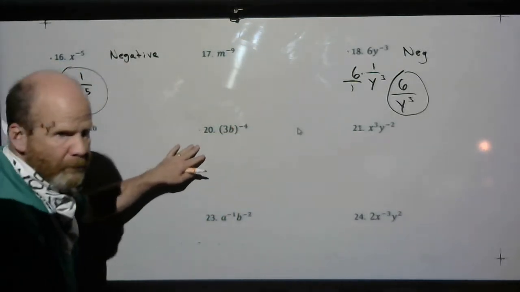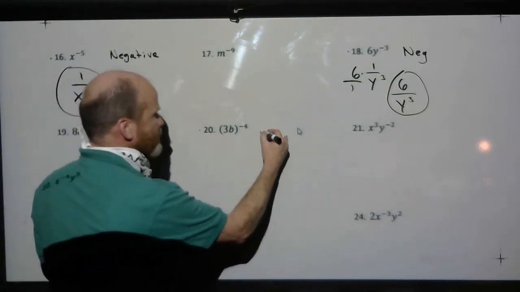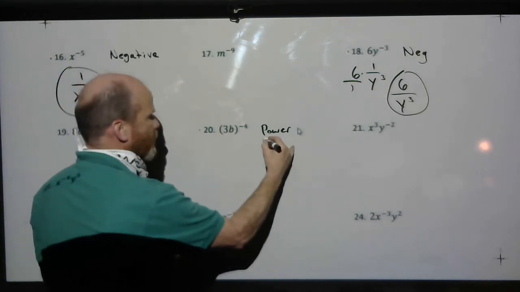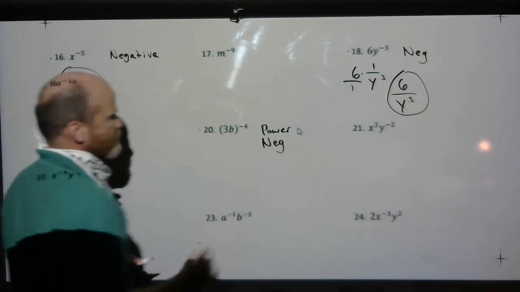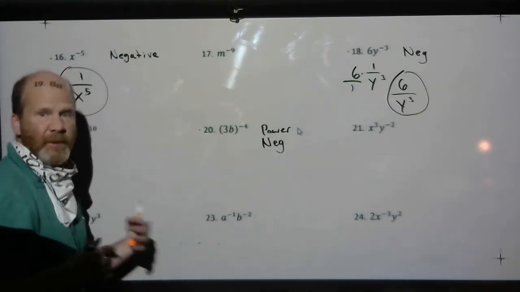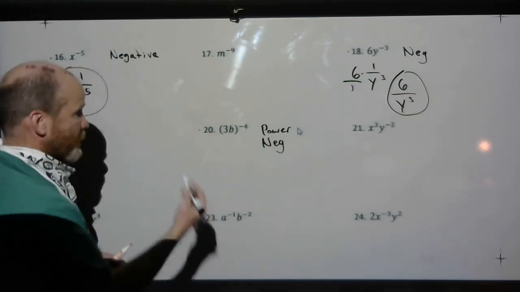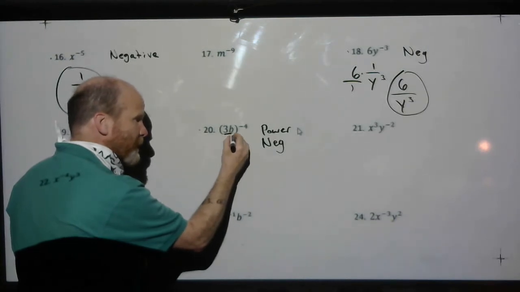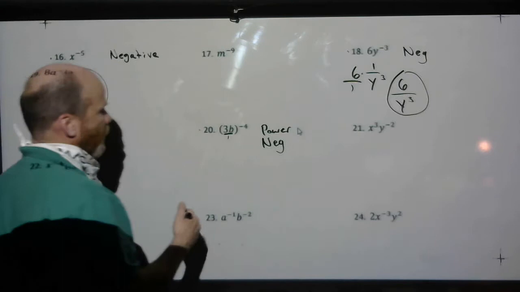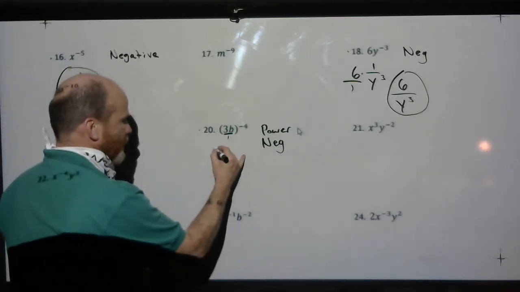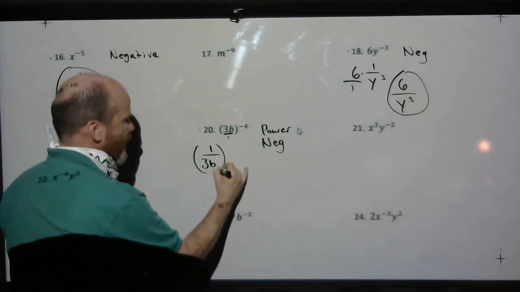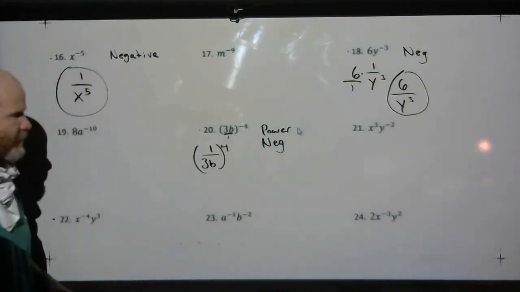Number 20, we're going to motor in here. I see parentheses, so I know it's a power, but I also see a negative 4, so I also know that it's a negative exponent rule. In this case, when I see something in parentheses, typically what I'm going to do is I'm just going to flip it. I'm going to take the reciprocal. So if this is 3b, any expression can be written as over 1, 3b over 1. I'm going to make it a reciprocal, and I'm going to go 1 over 3b. That makes my exponent positive.